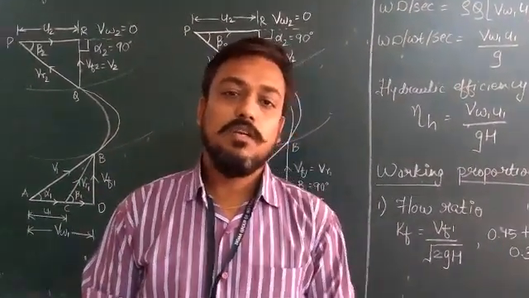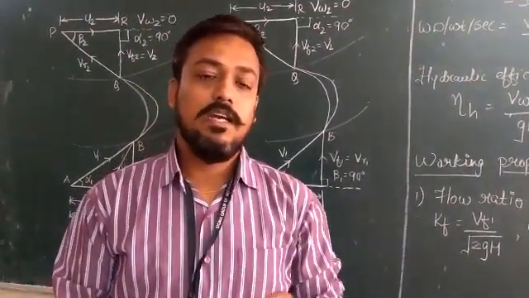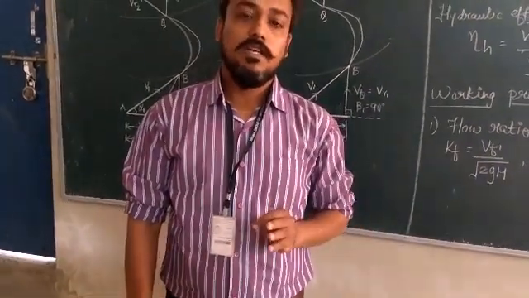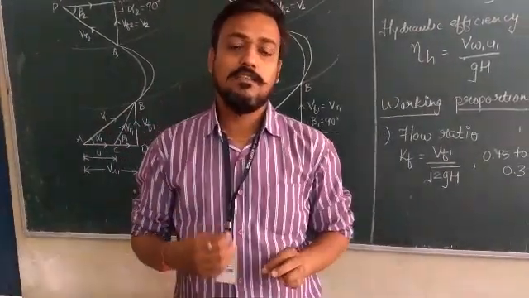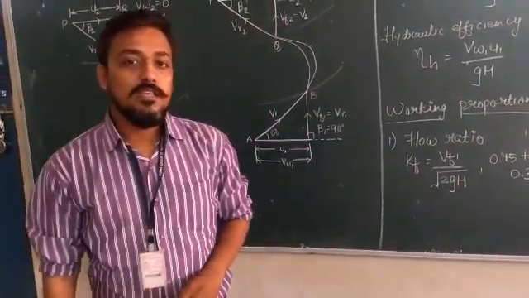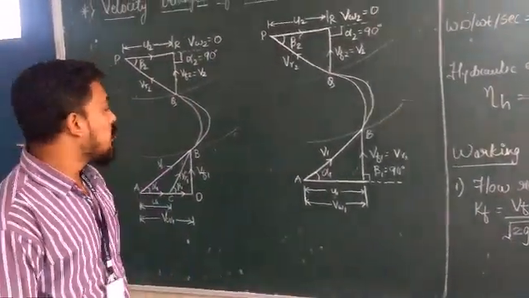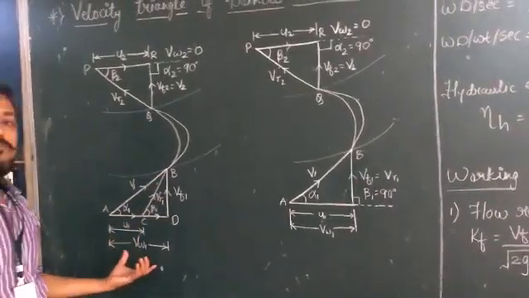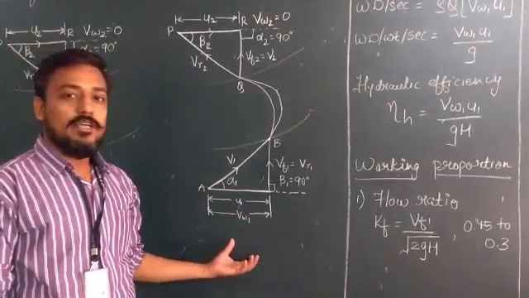So these are the components of the Francis turbine that we have seen. First is the penstock, second is the scroll casing, third is the guide vanes, fourth is the governing mechanism, fifth is the runner, and last is the draft tube. Now we'll see the velocity triangle for the Francis turbine. Here I have drawn the velocity triangle: this one is for the old Francis turbine and this one is for the modern Francis turbine.